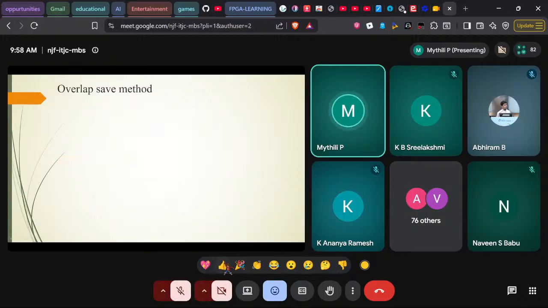The next one is overlap save method. Here the only different thing is how we make the lengths the same. You have the same impulse response h of n of size M, and then you divide the input into L sized blocks. The difference lies in the padding of zeros. We need to make the length equal to M plus L minus 1.